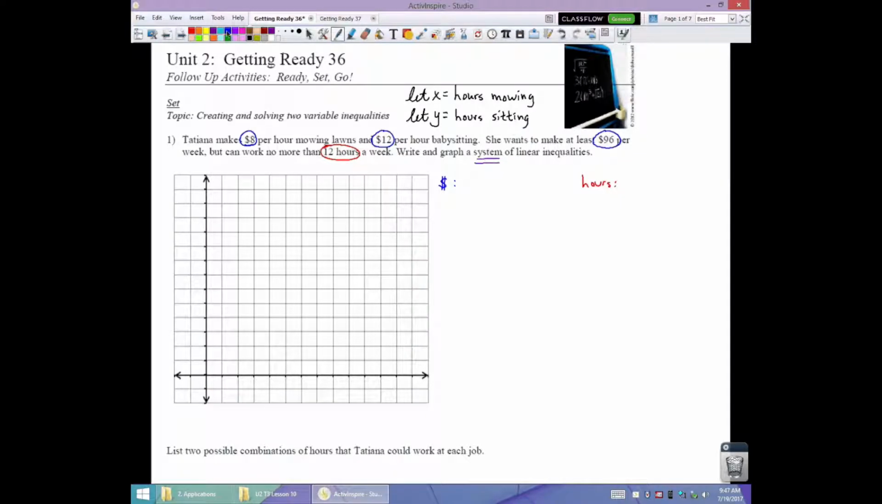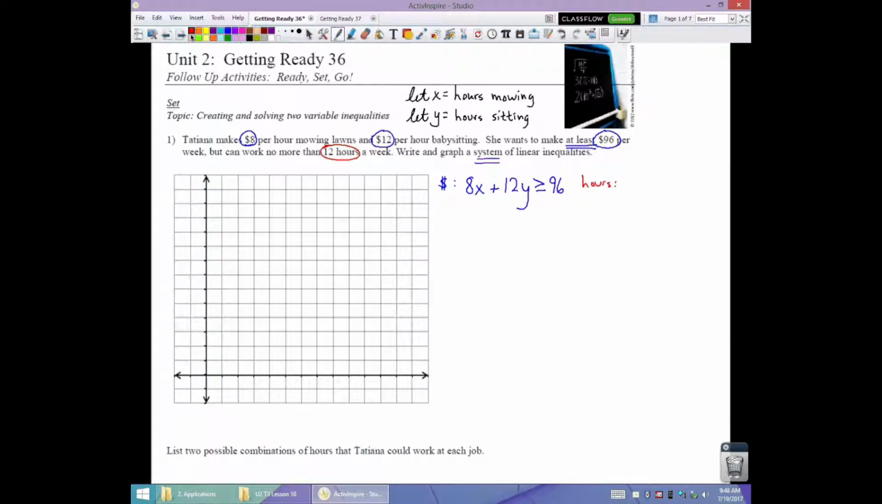Okay. So the information regarding the money, she makes $8 every one of these X hours that she mows. So that's 8 times X. She makes $12 each one of these hours that she babysits. So we'll add on to that 12 times Y. And we want to make at least $96. At least means 96 or more. So we want all the money that Tatiana makes to be greater or equal to 96.